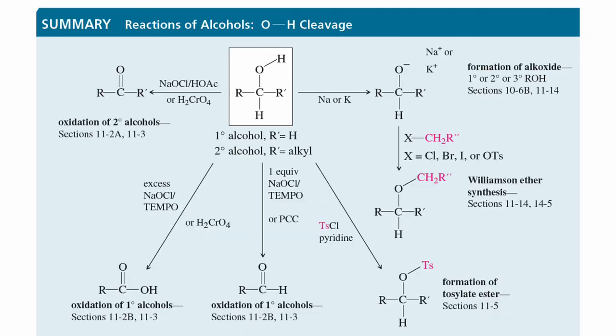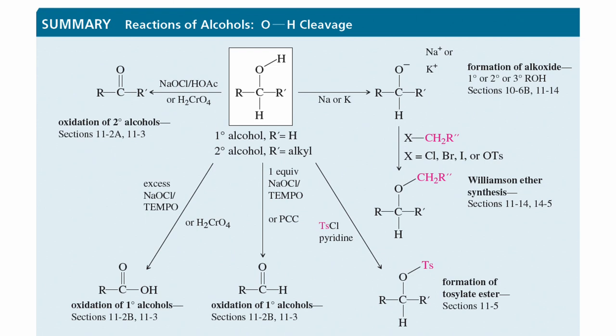So I actually misspoke: the mechanisms aren't covered in this chapter for those esterifications, making those esters. Those mechanisms aren't covered until chapter 21, and we'll get to that next term. At this point, you'll just be responsible for understanding the transformation, how we can turn alcohols into esters by reacting them with either acid chlorides or carboxylic acids, as we showed on the last two slides.